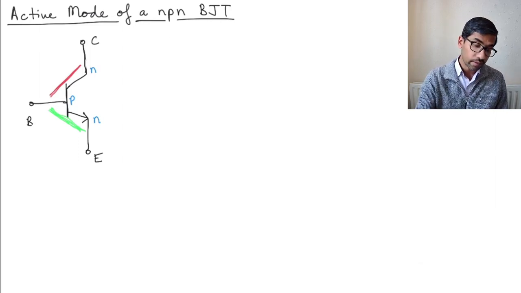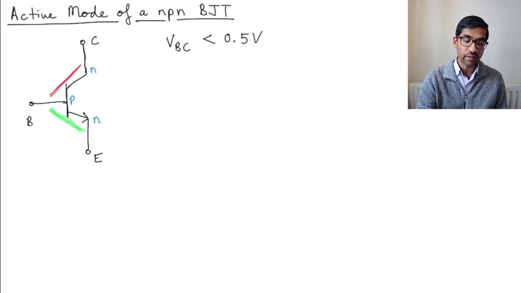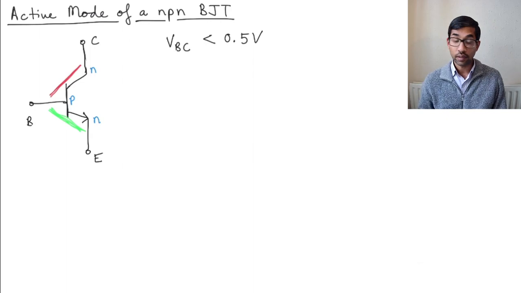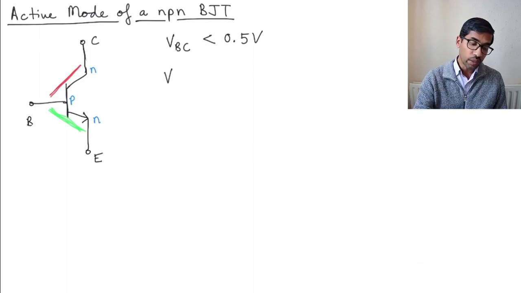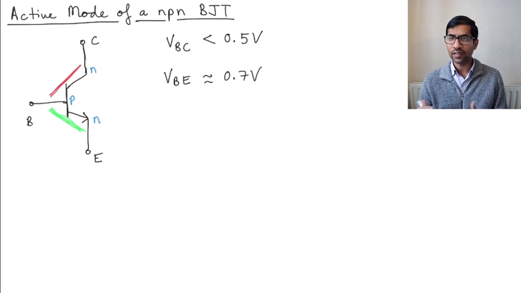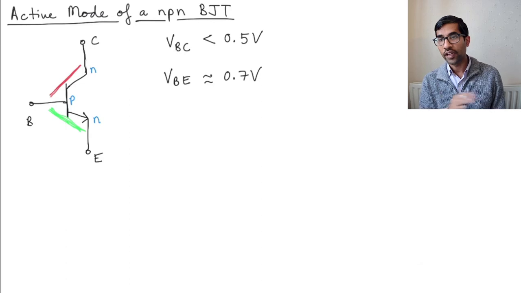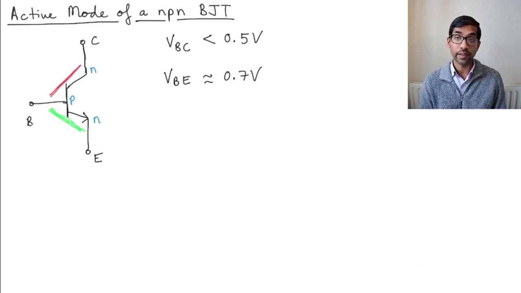What that means is we want our VBC to be less than 0.5 volts, which is the forward voltage of our diode, and we want VBE to be approximately equal to 0.7 volts because it's forward biased, so the voltage doesn't change very much as the current changes through the diode.